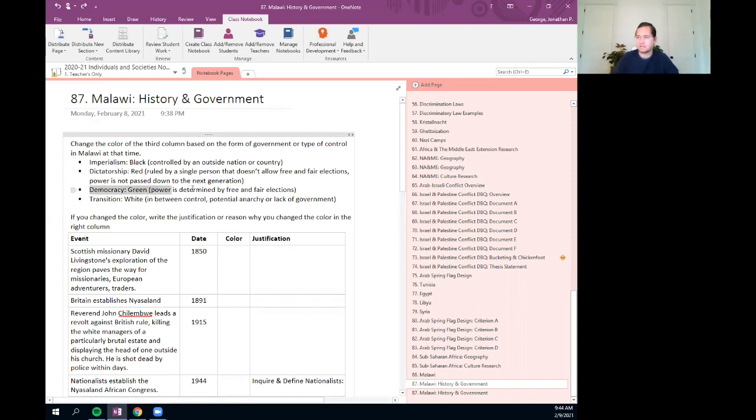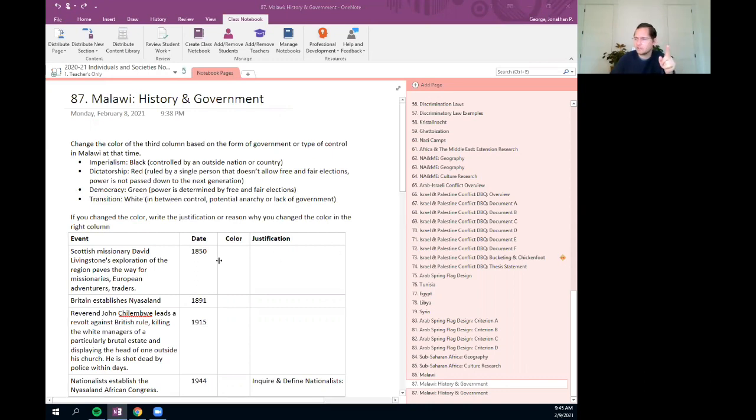If there's a democracy, you're going to make it green, this third column. Okay, that means power is determined by free and fair elections. Not just elections, they have got to be free and fair elections, where there's no messing around, everything is by the book. Okay, transition, all right, you can leave it white because maybe it's in between control, or maybe there's potential anarchy where there's no control, or there's just simply a lack of government. Any questions? Put them in the chat. Okay. All right.